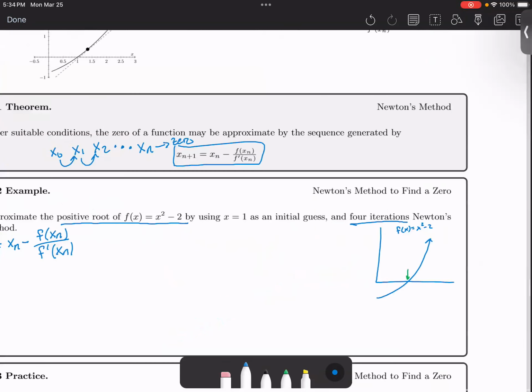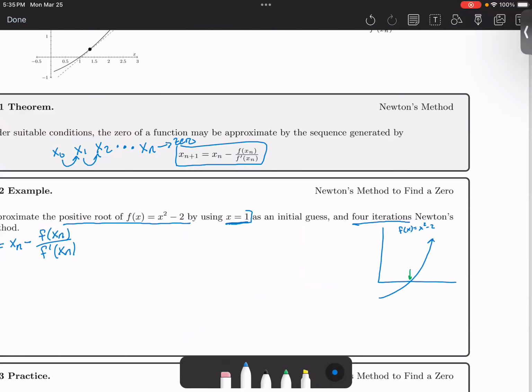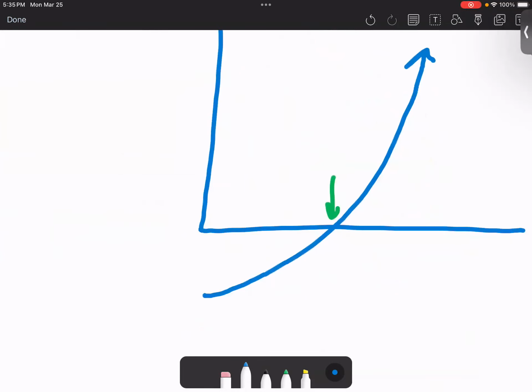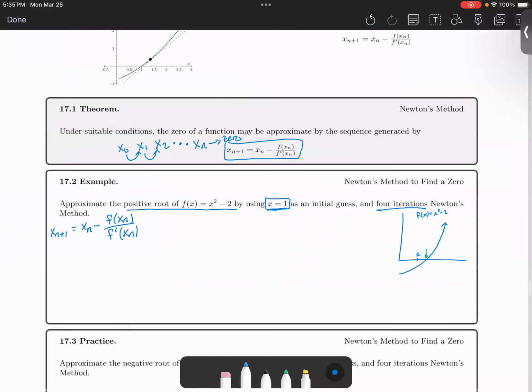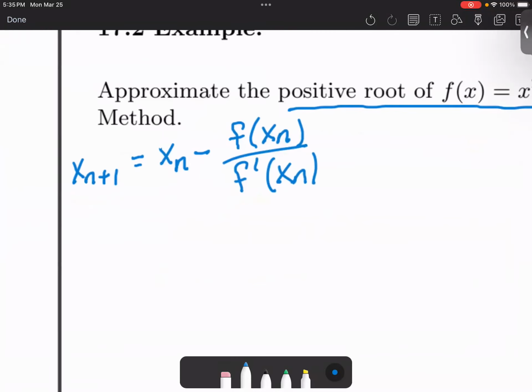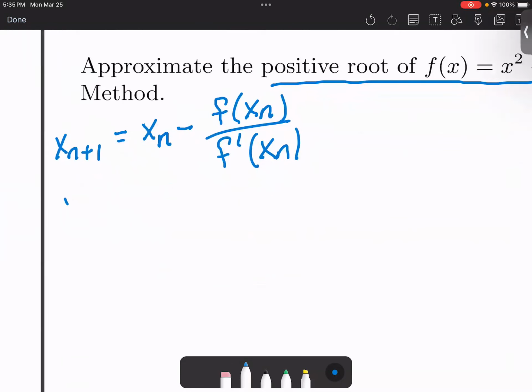Now, our initial guess, our first x value that we're going to use is x is equal to 1. So x is equal to 1 is somewhere right here. That's going to be our first guess. And now let's go through the process of Newton's method. So our first guess is 1. Our next guess will be given to us by Newton's method.